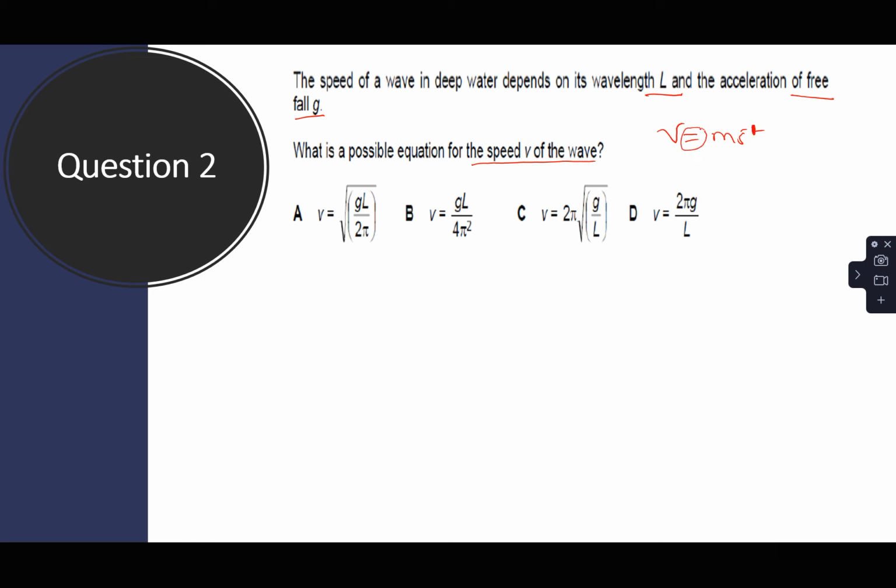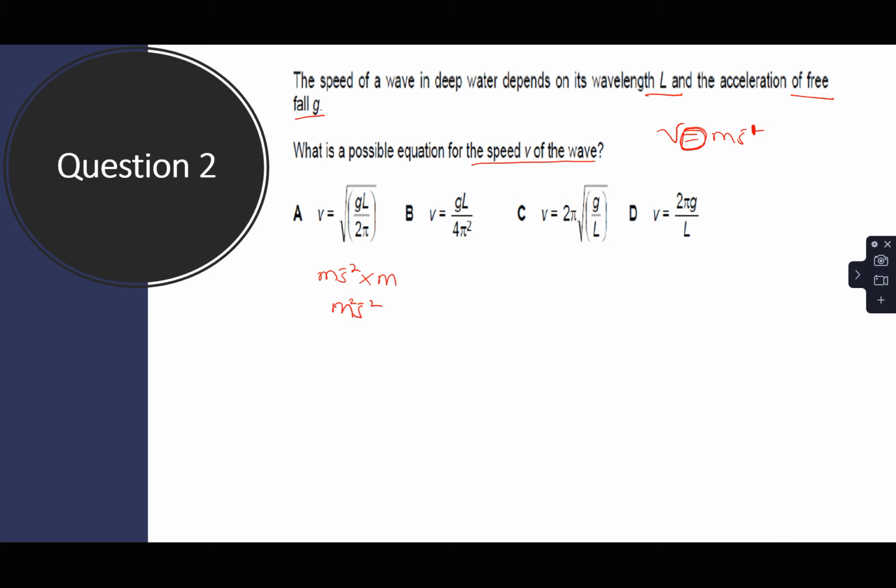I want you to note that I rarely use equal signs on units because it doesn't make any sense to put equal signs on units. Let's check the first one. What are the base units here? For A, G is acceleration due to gravity. We have already seen that the base units of acceleration are meters per second squared. Then times L, which is meters.